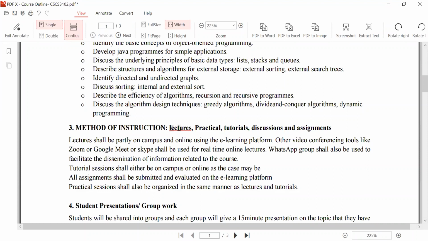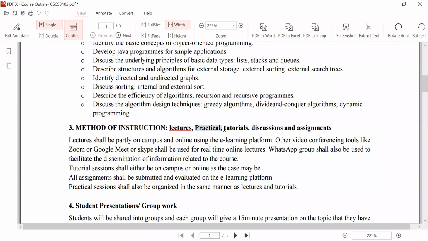So we shall have lectures, online and on campus, and everybody is expected to participate. So from today, the delegate, as usual, you have to keep track of the attendance. Okay. All right.